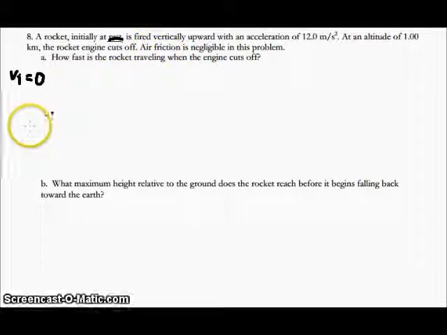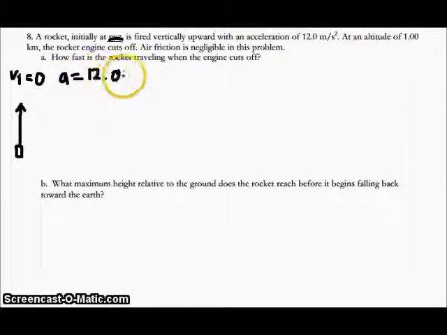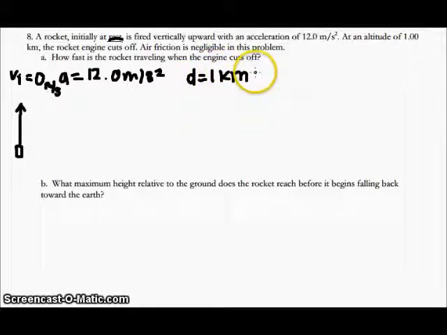And it's fired upward. So I'm going to draw a picture. Here's a rocket, and it's fired upward. And the acceleration equals 12.0 meters per second squared. And then the altitude of 1 kilometer. So the change in distance is 1 kilometer, but we need this to be in meters. So that would be 1,000 meters.